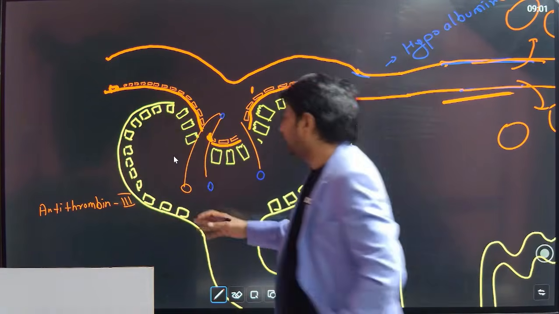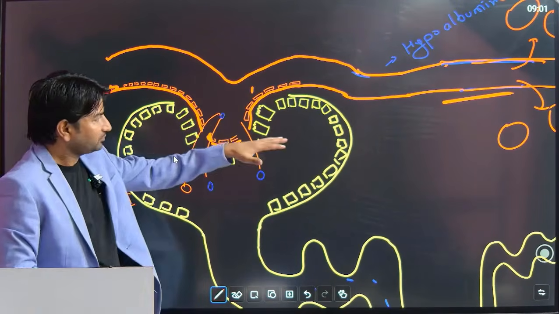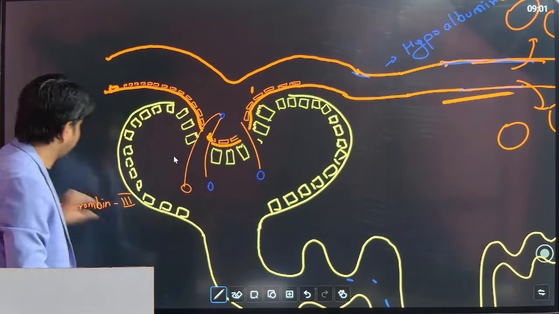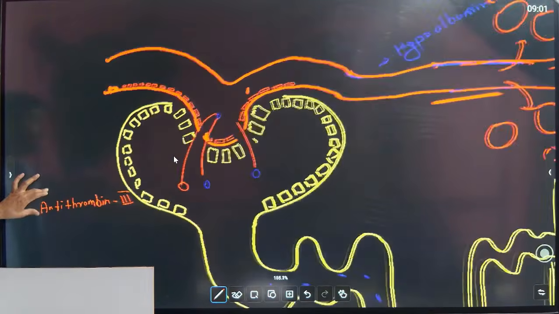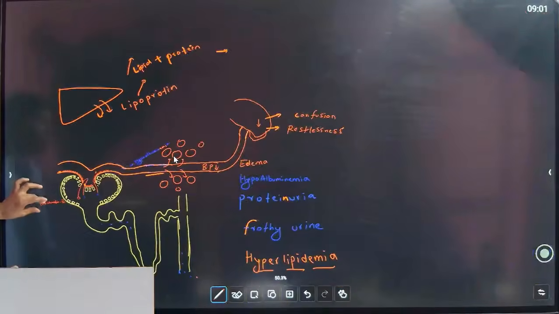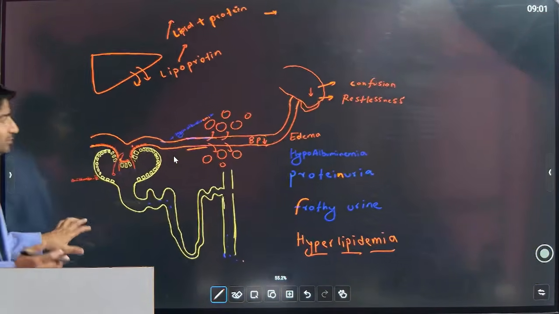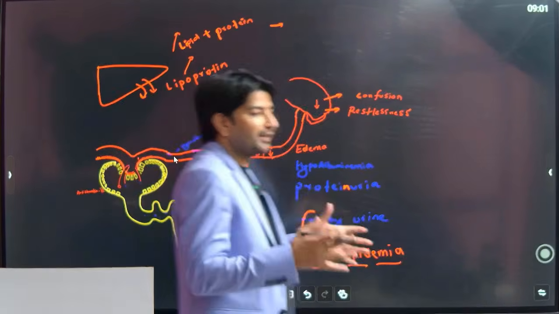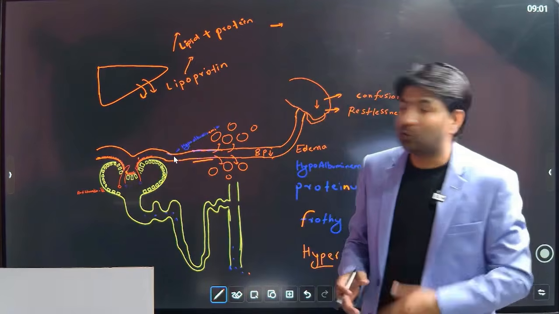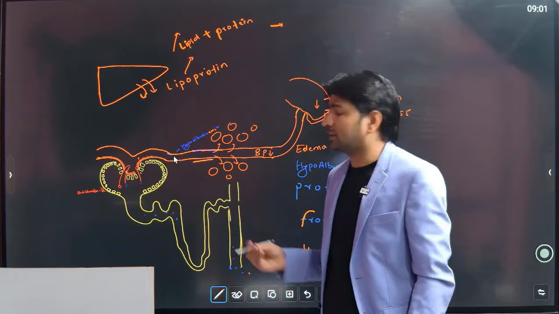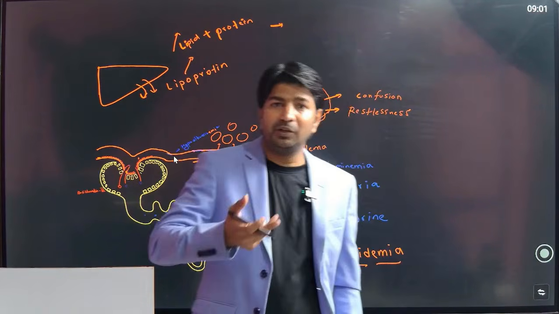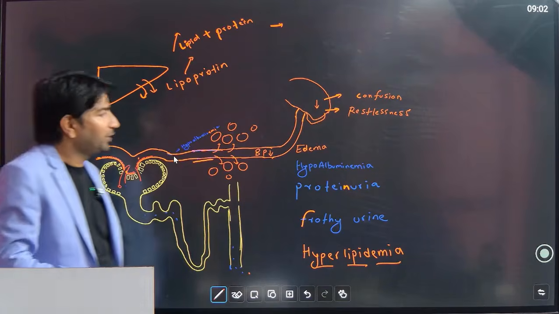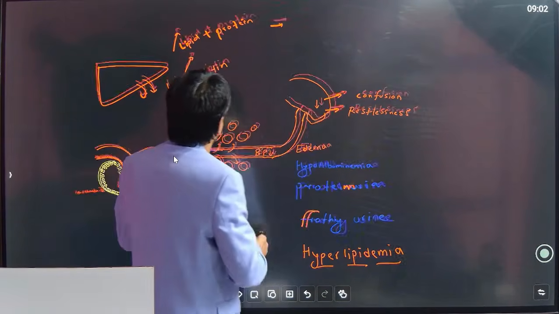If it leaks out, because our filtration barrier is now damaged, there will now be a deficiency of this antithrombin in the blood. This means the chances of clotting in the blood will increase. And if the chances of clotting increase, the blood's coagulation ability will increase. And if the coagulation ability increases, it's possible that the patient might develop deep vein thrombosis. It's possible that if a clot forms anywhere, it could travel to the lungs.